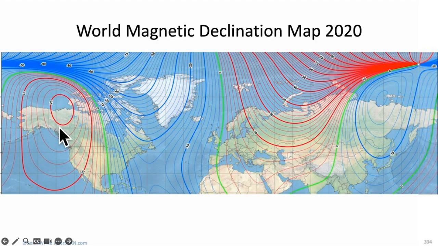So here's a world magnetic declination map. And so you can see these lines, it's telling you the different corrections. And they're putting negative over on the East Coast. So that would be if you wanted to go from true to magnetic. If you wanted to go from magnetic to true, then you would add 10, 20, 30 when you're over this way on these blue lines.